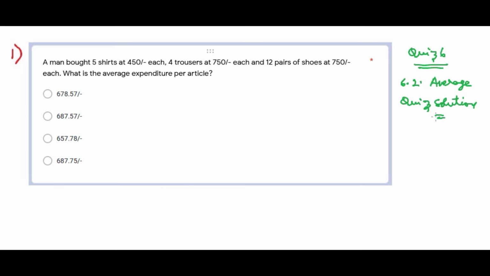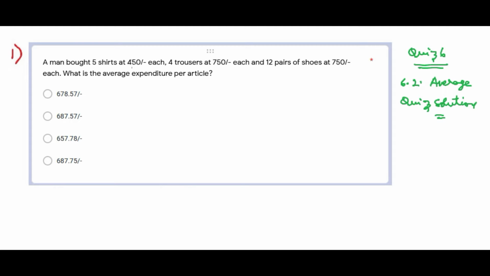So these are the questions we have already circulated in our YouTube description only. This is the first question. A man bought 5 shirts at 450 each, 4 trousers at 750 each, and 12 pairs of shoes at 750 rupees each. What is the average expenditure per article?